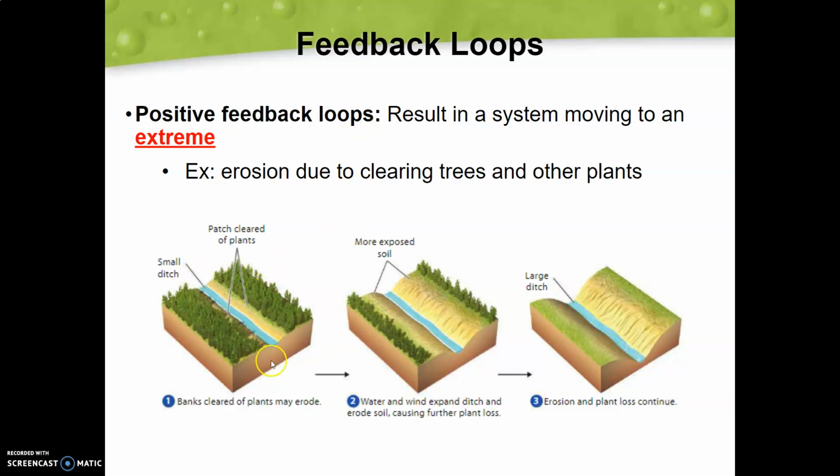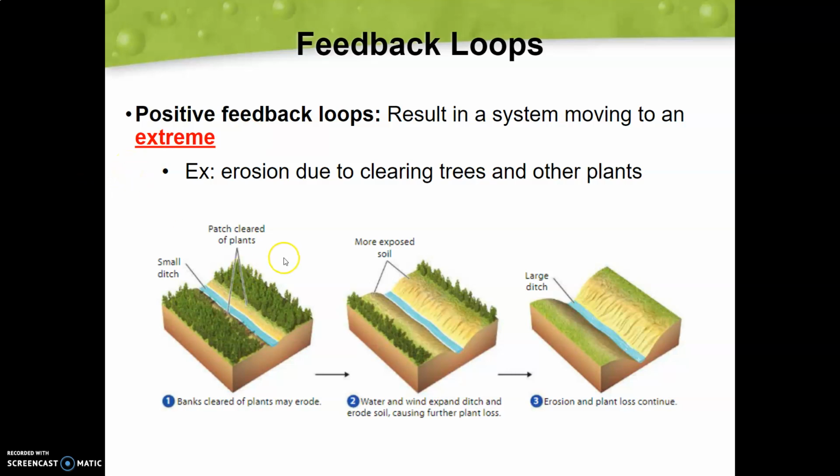So you have these banks that have been cleared because of water, and then as more soil becomes eroded, those plants are actually going away, okay? Causing further plant loss, and then eventually you're going to have a larger ditch, no more plants, and that's because it's been moving to an extreme. So that's why it's going to be a positive feedback loop.